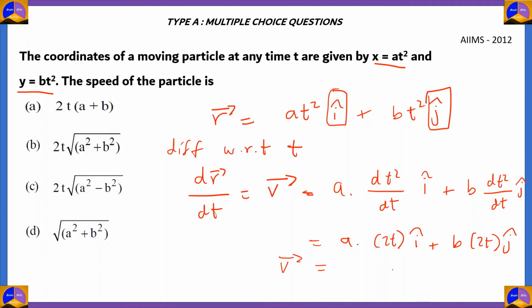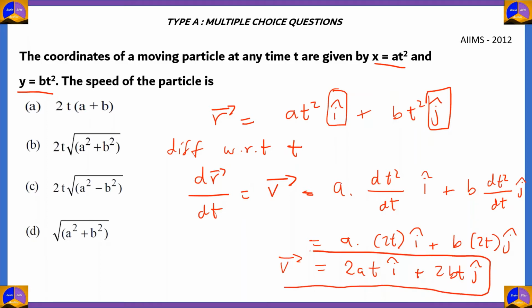So the velocity vector can be written as 2at i cap plus 2bt j cap. Now over here, we got the expression for the velocity vector. So this gives us the velocity when we put the appropriate values of a, b, and t. a and b are constants here. However, the question is asking us to find the speed of the particle.